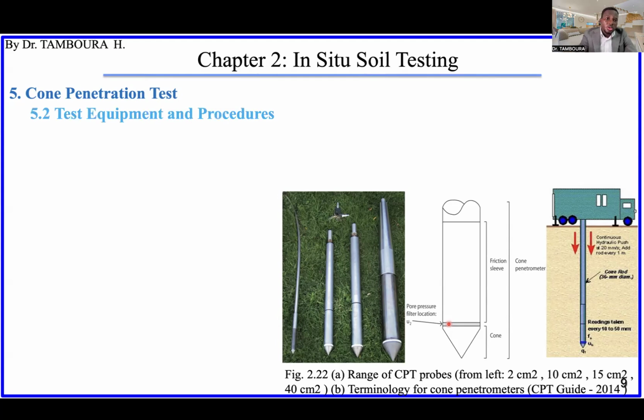Okay. Next, we are going to talk about the test equipment and how we perform the test. How we do the test itself. The test equipment first. First, cone penetrometers. The cone penetrometers, we have many. They are here. We have already shown this in the first slide, I think. These are the penetrometers, okay?